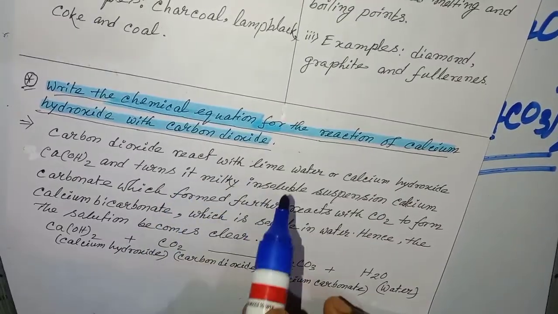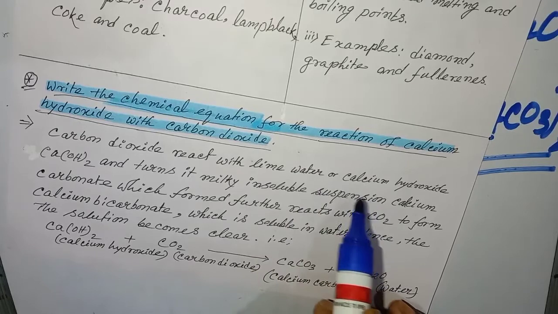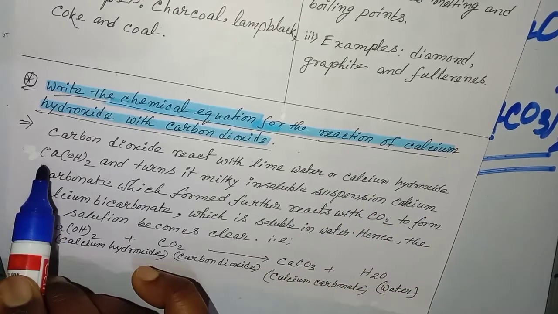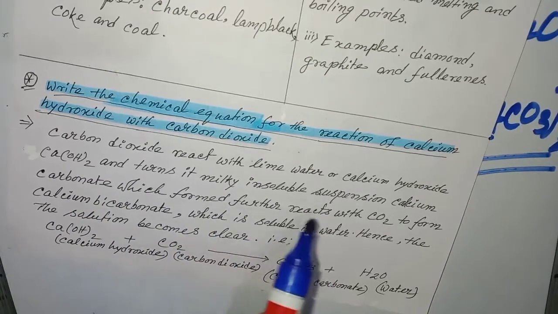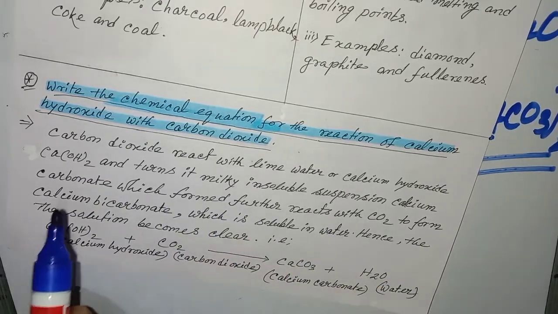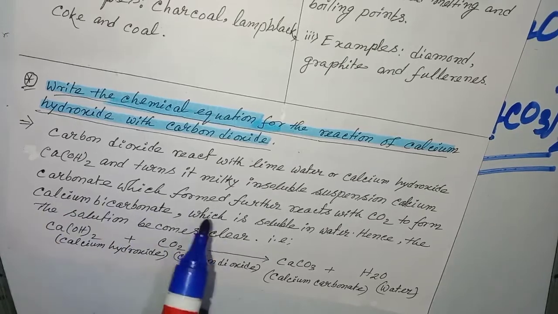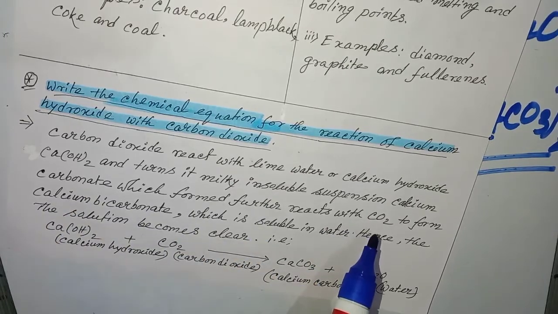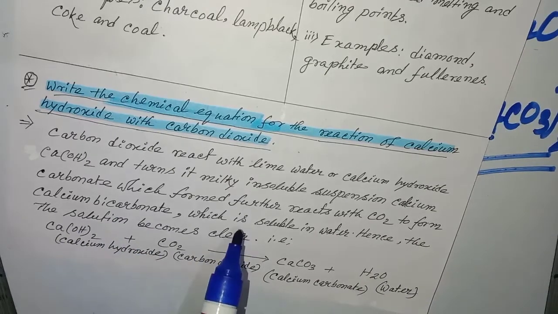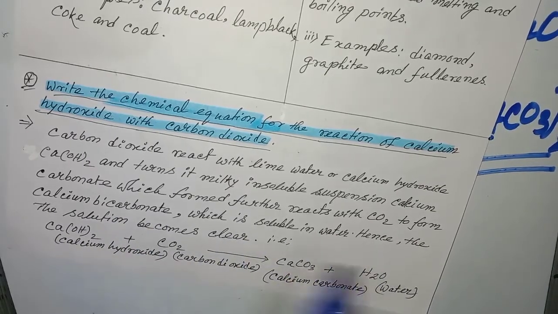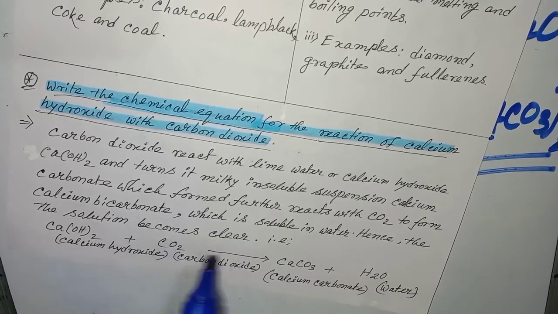Now discuss the part where carbon dioxide reacts with lime water, that is calcium hydroxide, Ca(OH)2, and turns it milky due to insoluble suspension of calcium carbonate, which further reacts with carbon dioxide to form calcium bicarbonate, which is soluble in water. Hence the solution becomes clear.